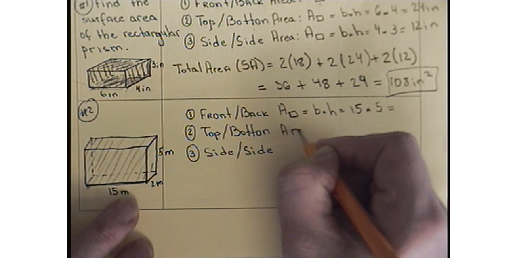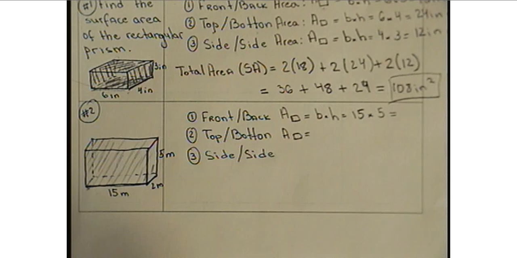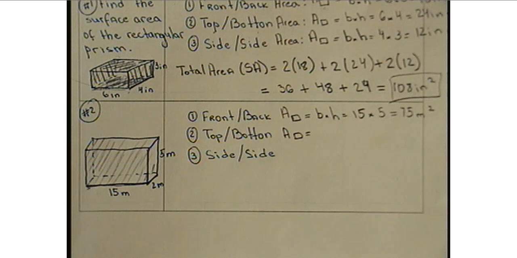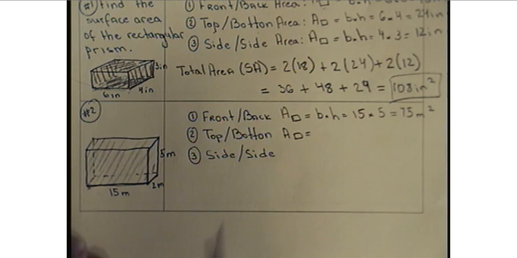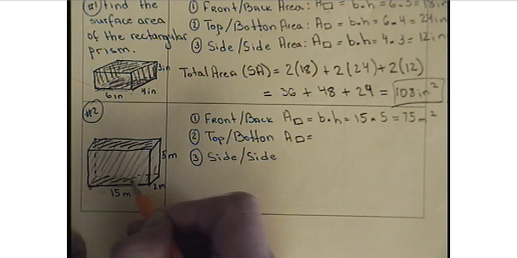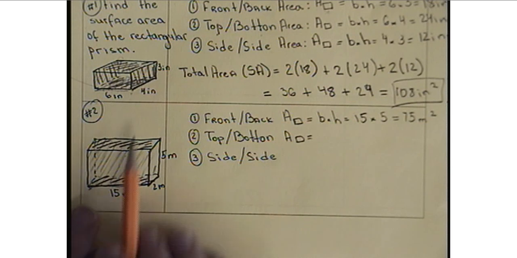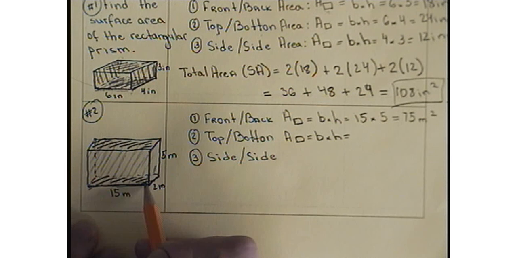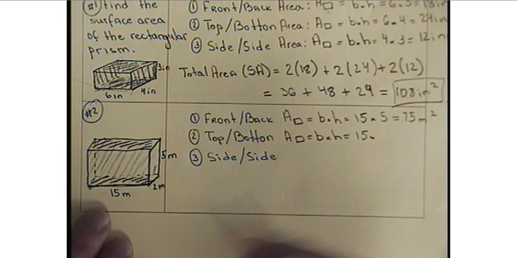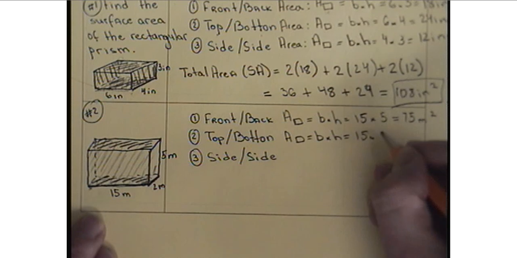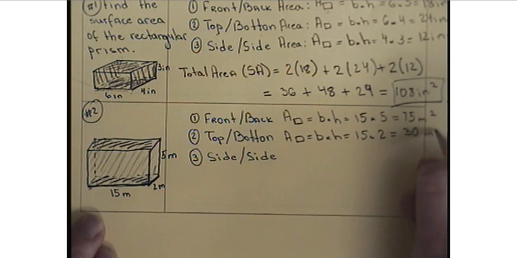Second area, and 15 times 5 will give us 75 square meters here. Then the next one will be the top and bottom area. So the top will be this, and the bottom will be this. To calculate one of those two, the area formula is base times height, which will be 15 times, because we're focusing only on this area, my height in this case will be this 2. 15 times 2 is 30 square meters.